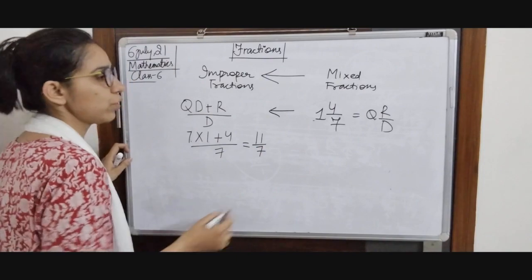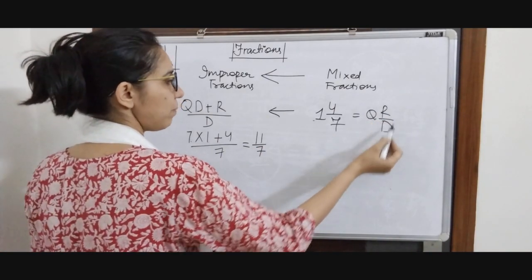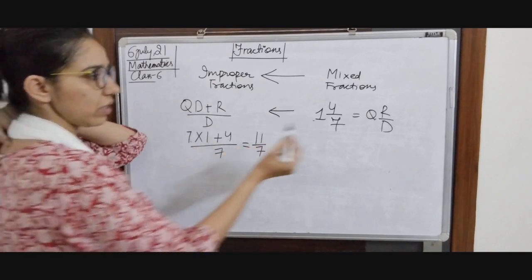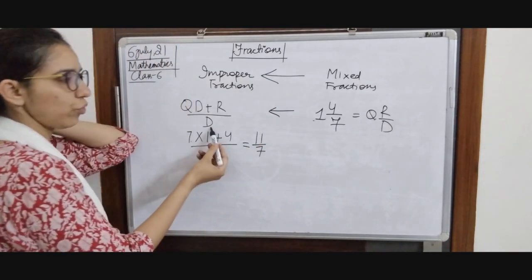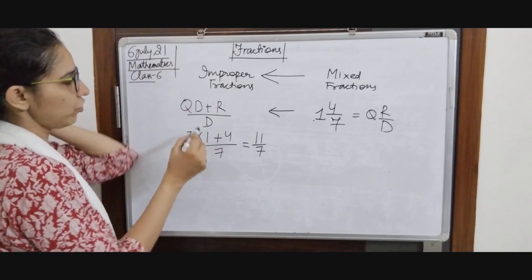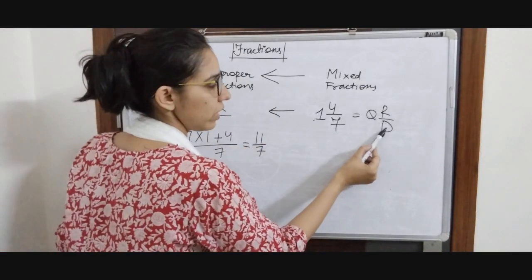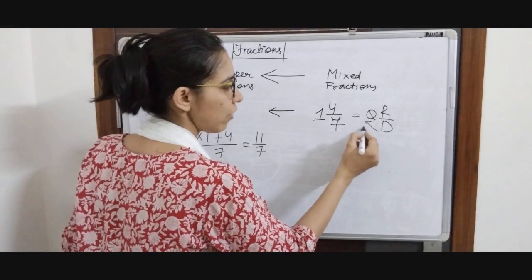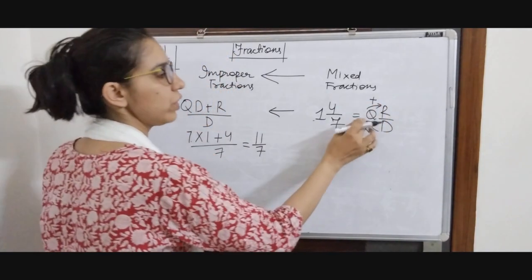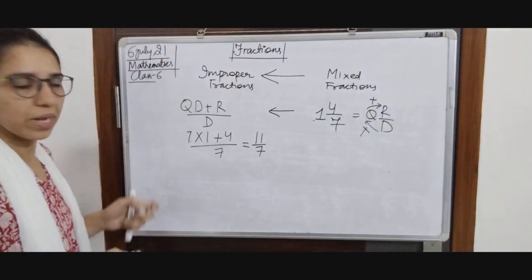Okay, so qd plus r by d. The denominator is going to remain the same. Here it was d, here it is also going to remain d. In the numerator we have to make a modification. It is going to be qd: here we have to multiply, and here we have to add. So qd plus r.